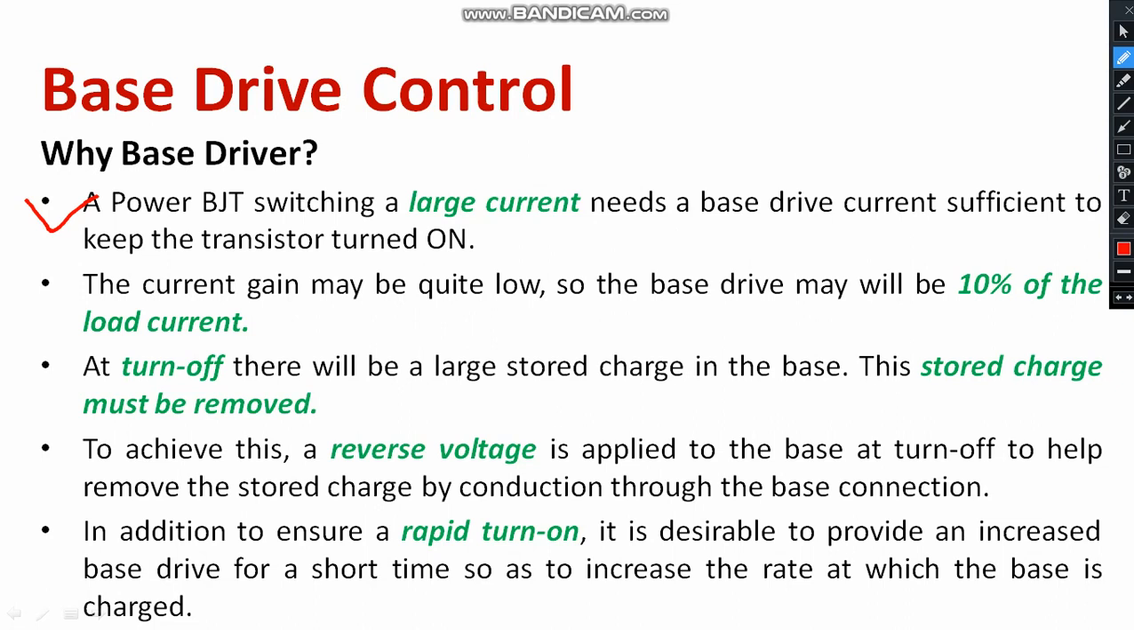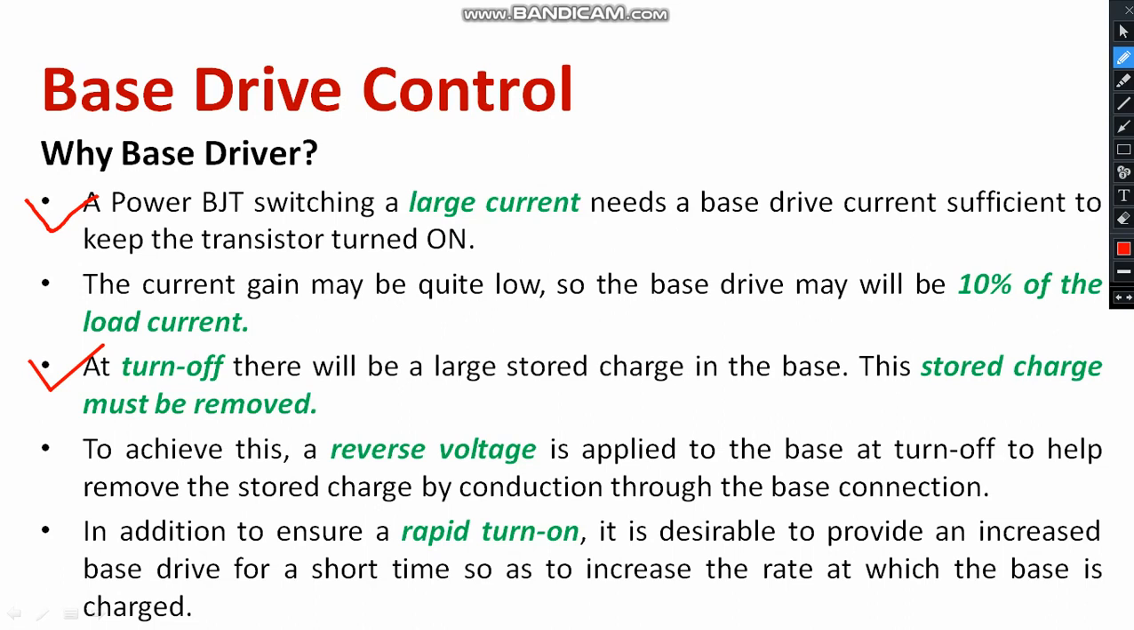And also, in order to turn off, the base current needs to be withdrawn. Not only that, whatever stored charges are available in the junction need to be removed. Otherwise, the BJT will not turn off quickly. I have already discussed the switching characteristics of the Power BJT. If you go through it once, you will get the idea about the turn on time and the turn off time.